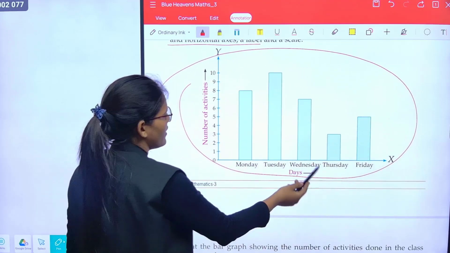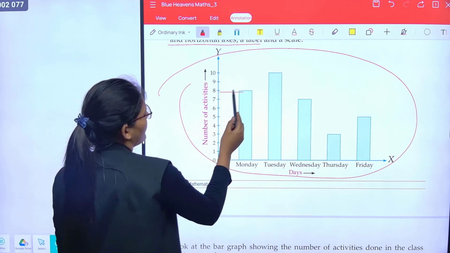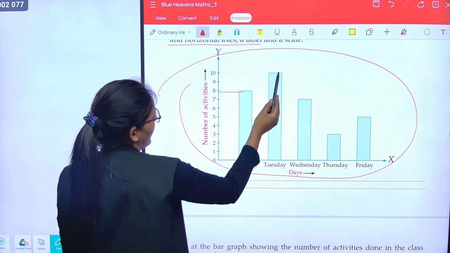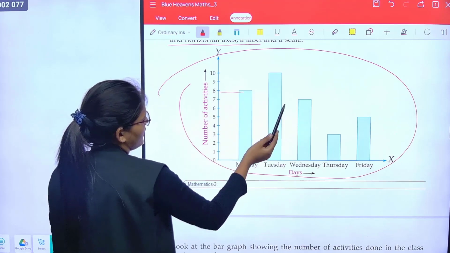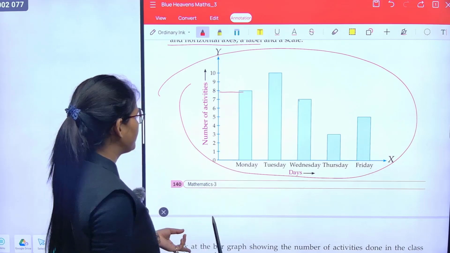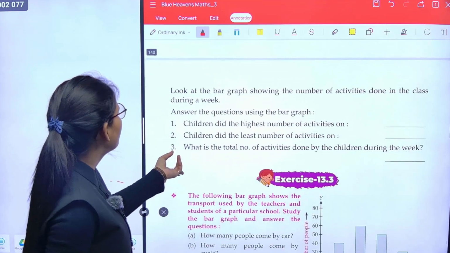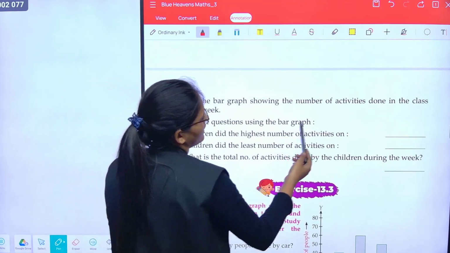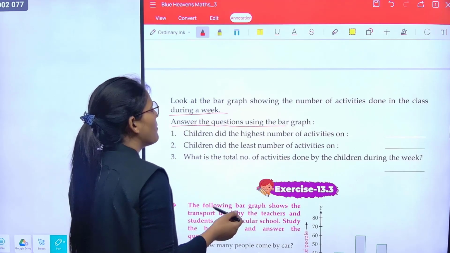Understand? Monday, Tuesday, Wednesday, Thursday, Friday. Number of activities: Monday 8, Tuesday 10, Wednesday 7, Thursday 3, Friday 5. Understand class? Now look at the bar graph showing the number of activities done in class during a week. Answer the questions using the bar graph.